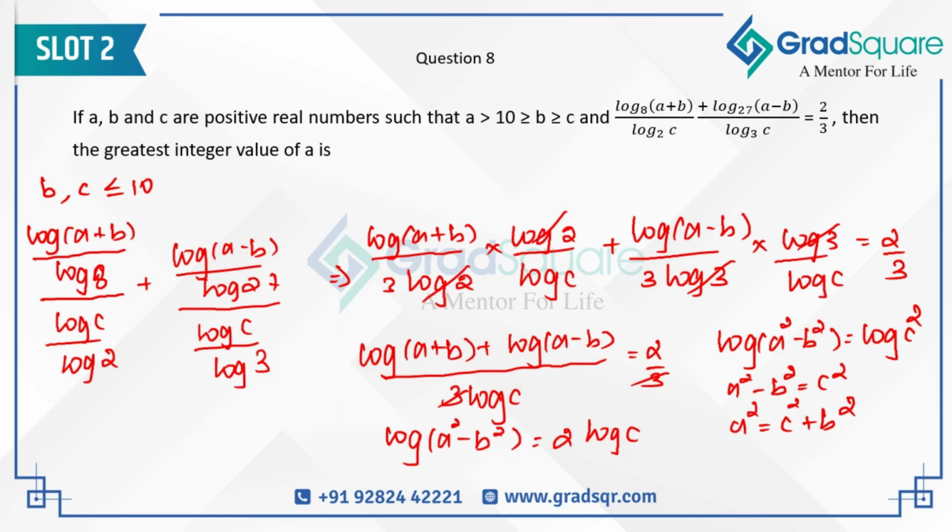So for A to be the maximum value, C and B should be at the maximum value. So maximum value of C and B will be 10. So A square equal to 10 square plus 10 square. So A square equal to 200. That means A will be square root of 200, which is going to give me 14.1. But we are looking at the greatest integral value of A. So the greatest integer which is less than 14.1 is going to be 14. So the answer for this question is 14.